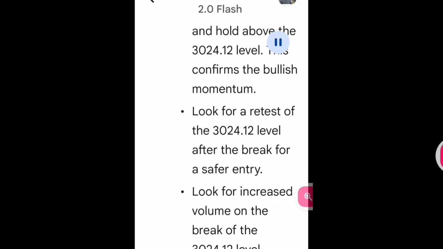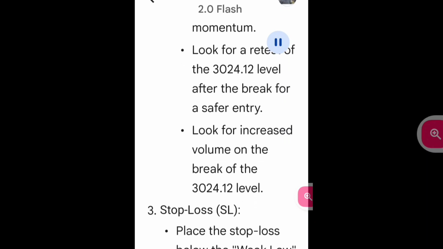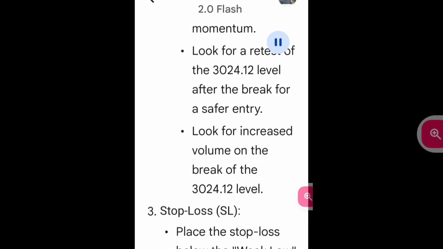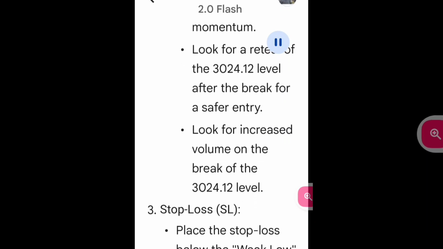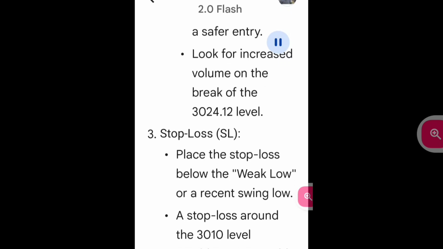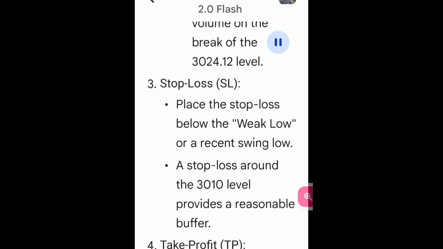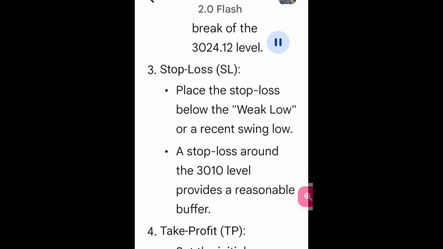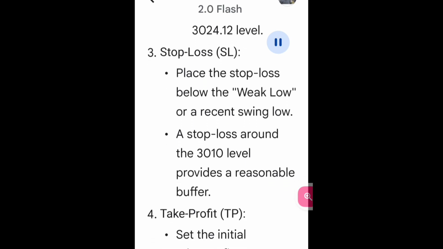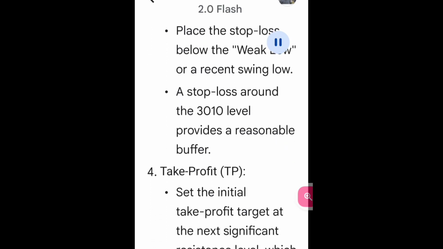Look for a retest of the 3,024.12 level after the break for a safer entry. Look for increased volume on the break of the 3,024.12 level. 3. Stop loss, SL. Place the stop loss below the weak low or a recent swing low. A stop loss around the 3,010 level provides a reasonable buffer.